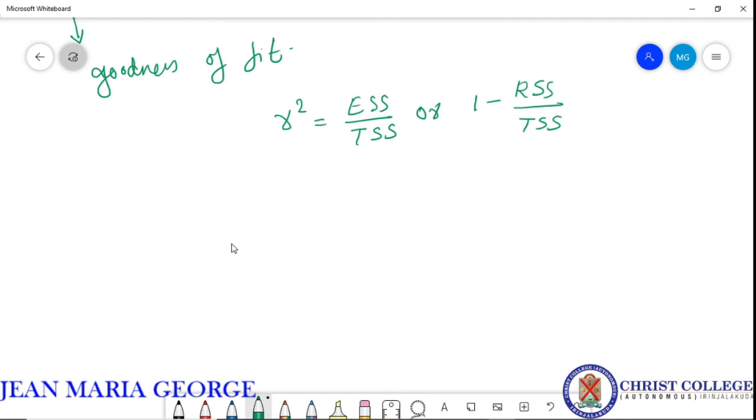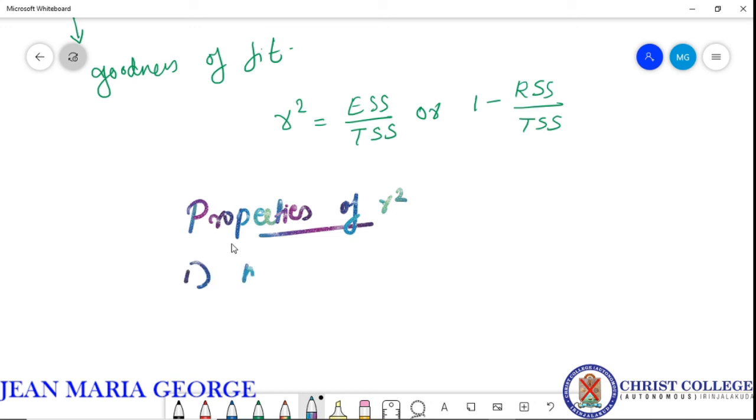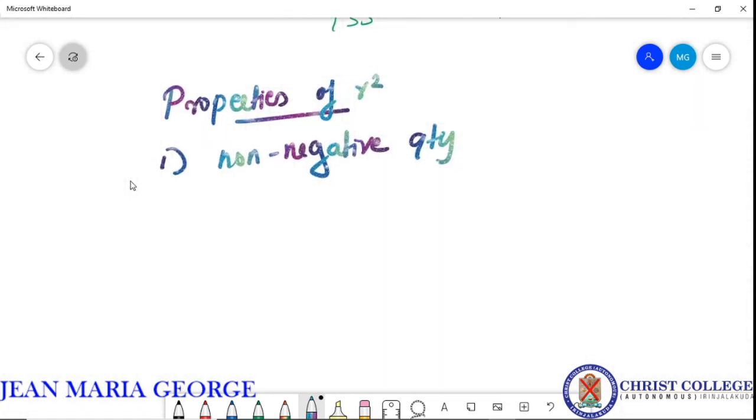Okay, so this is the r square value, and we can define some properties of r square. These properties are considered while we are measuring the goodness of fit. So the first property is that r square is a non-negative quantity. Simply it is because this is a square term. So whatever is the value of r, the square term will give a positive value. So always the r square is a non-negative quantity. And the second property is that the limit of r square is 0 and 1. That is, r square lies between 0 and 1.